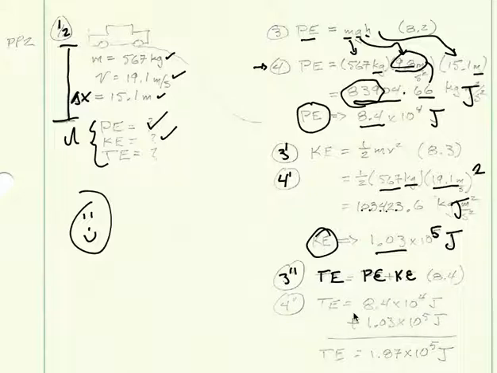Now, I ran out of space, so I did them vertically, okay? But I think you can handle that, and you end up with our total energy is now equal to 1.87 times 10 to the 5th joules. That's how you would do a problem like that.